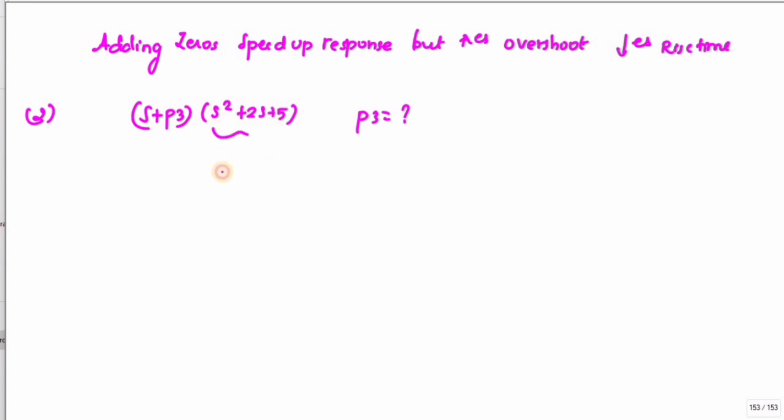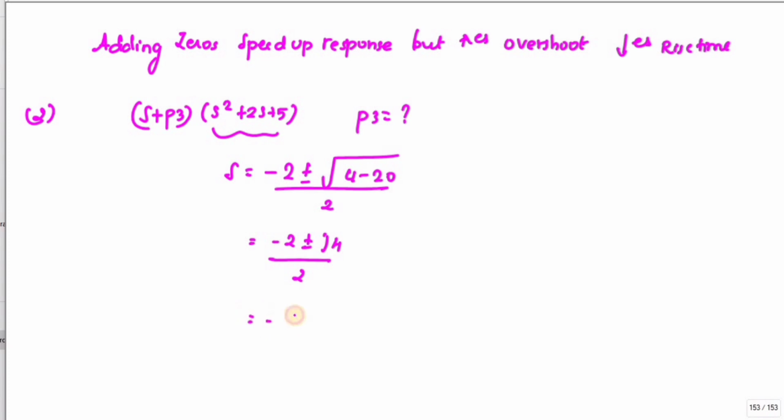S plus P3 into S square plus 2S plus 5. So they are asking to find the value of P3. By equating S square plus 2S plus 5 is equal to 0, I can write S is equal to minus B plus or minus square root of B square minus 4AC divided by 2A. So A value is 1, B value is 2, and C value is 5. Substituting, I get the S value is equal to minus 2 plus or minus j4 divided by 2, that is equal to minus 1 plus or minus j2.